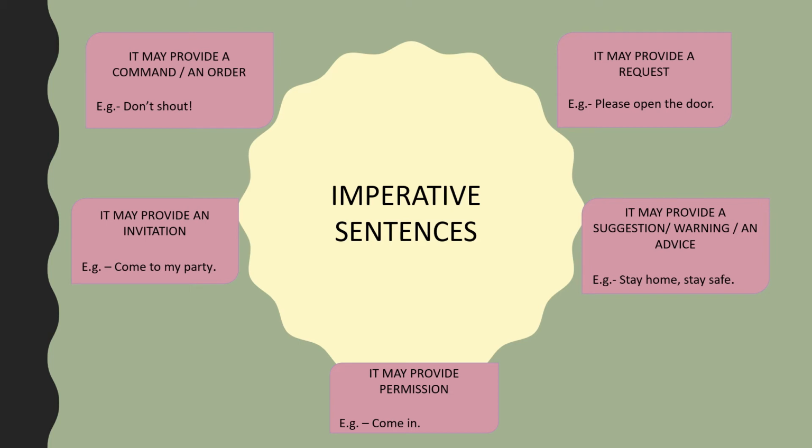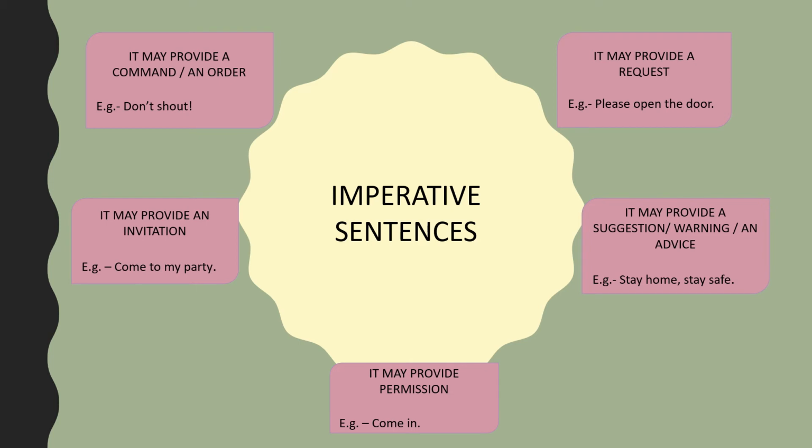Now, next, it may provide a request. See, like you can give an order, you can also request someone. You may say, please open the door. Would you please do this for me? So, all these are requests, and these are imperative sentences when we make a request. See, here also, note no subject. Again, another feature which I taught you, the verb does not show any tense. Clear?